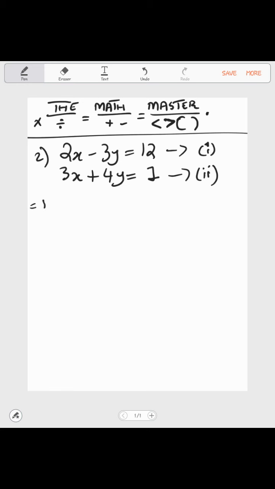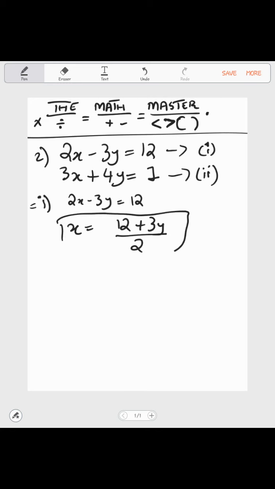Alright, so we can feature equation number 1, which is 2x minus 3y equals 12, making x the subject. x equals 12 plus 3y over 2. Now this is very basic. You know how to subtract from both sides and divide both sides to cancel and get this equation. So once you've got this, you can now write it in the second equation.